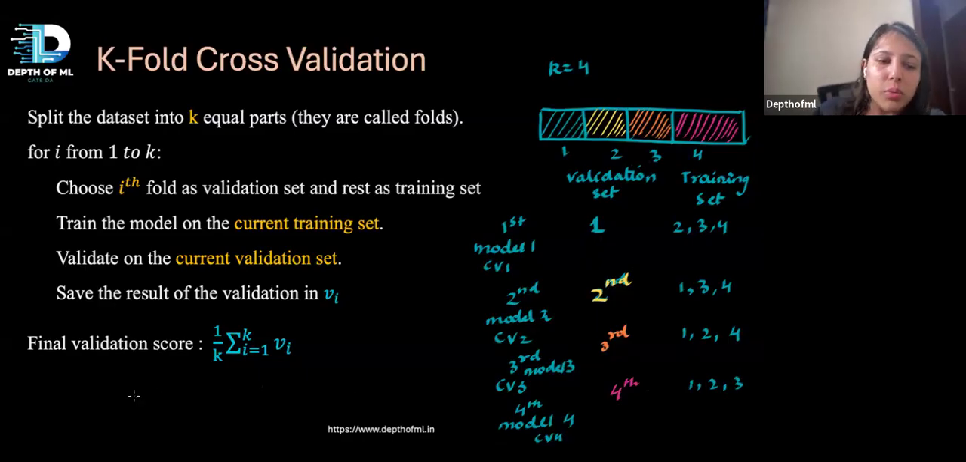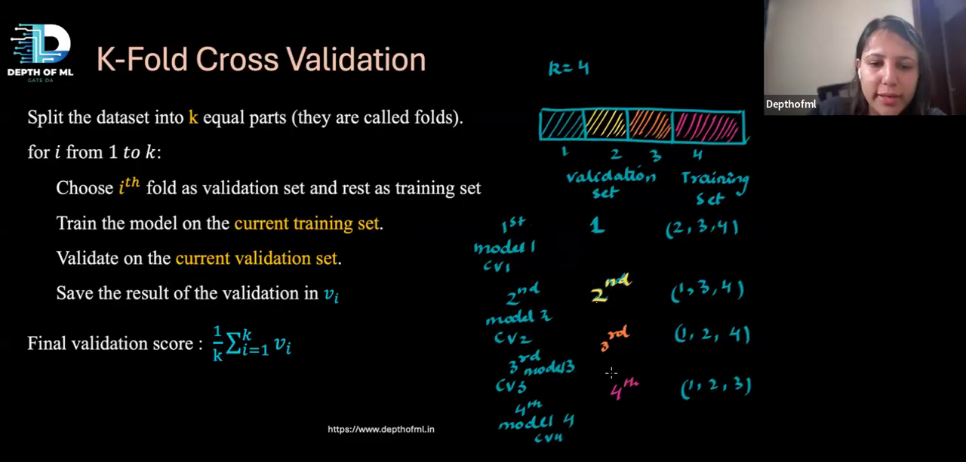Okay. So what will you do? This is how you do this part: you choose the ith fold as a validation set and the rest is the training set. Train the model on the current training set. All of this is your current training set in every iteration. Save the results of the validation on the current validation set. These are your validation sets for the ith iteration, and then you save the results of every validation that you have done. So this is K-fold cross-validation for first fold, second fold, third fold, fourth fold.